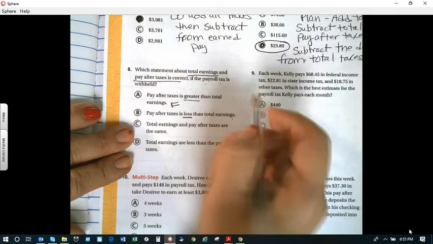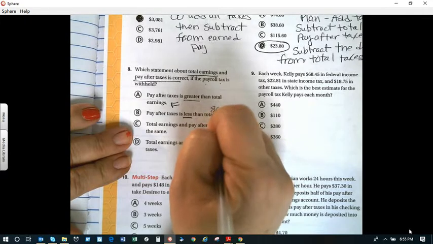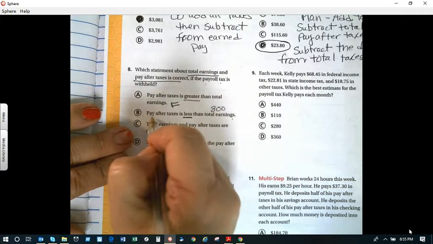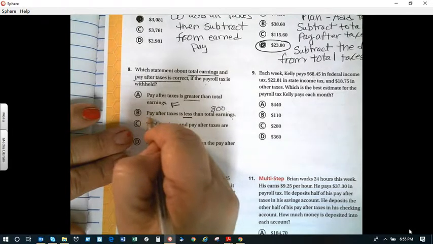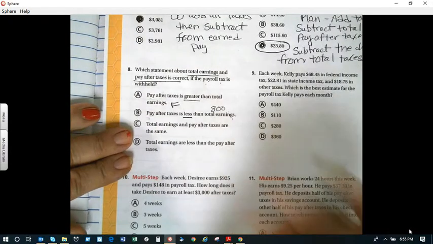The pay after taxes is less than the total. That's exactly right. If your total is $800, then your pay is going to be less than $800. So it would be less than $800. So that's the true statement.